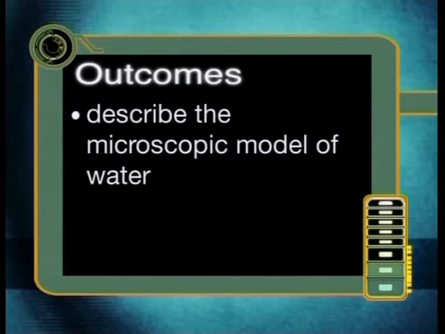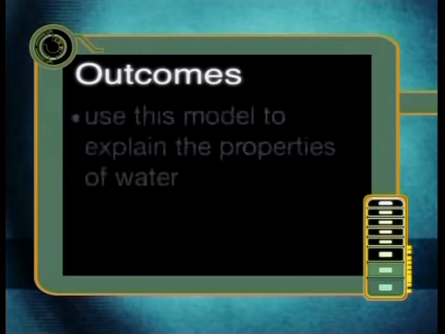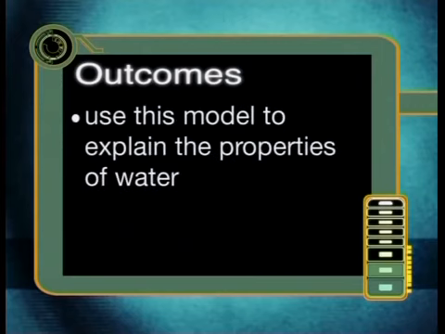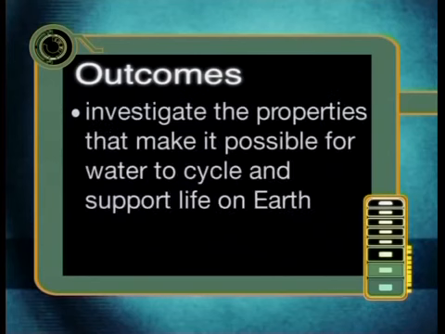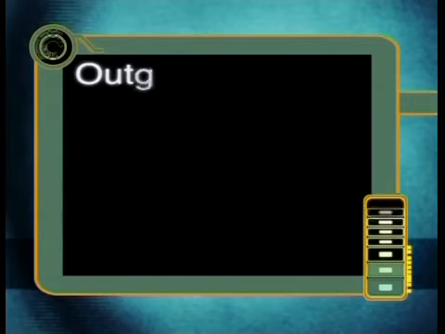You will be able to describe the microscopic model of water, use this model to explain the properties of water, and investigate the properties that make it possible for water to cycle and to support life on Earth. Firstly, we need to investigate some chemistry and learn about the microscopic structure of water. Without understanding the small stuff, we cannot explain the big stuff.